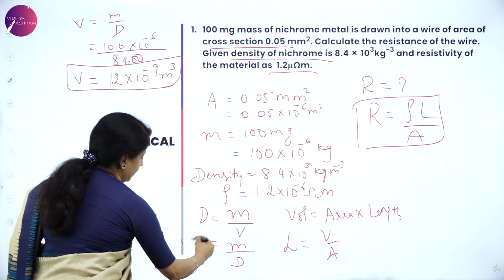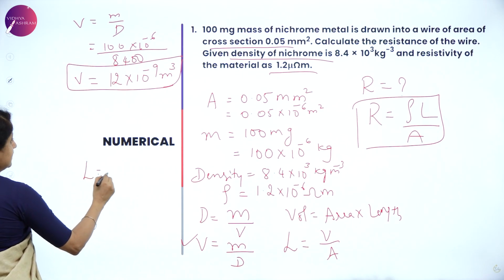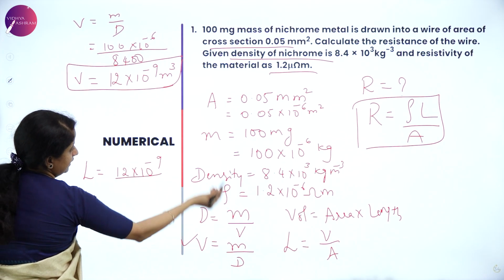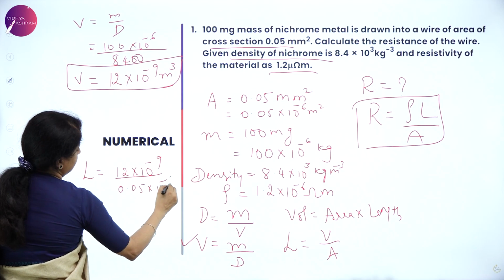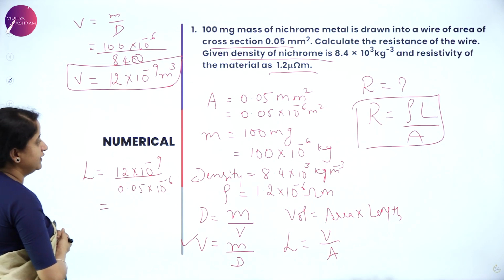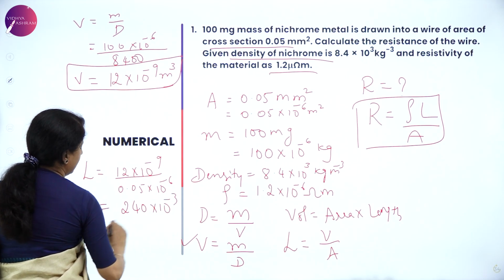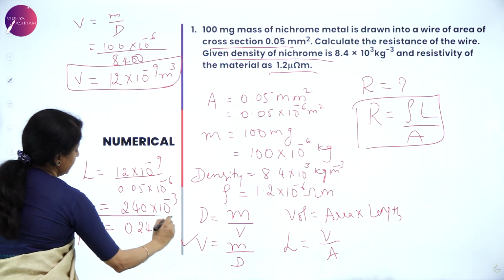Now we got volume. Let us find out length value. So what's the formula? L is equal to 12 into 10 power minus 9 divided by area. Area is 0.05 into 10 power minus 6. So we get the value of length as 240 into 10 power minus 3, or it is 0.24 meter. So this is our length.